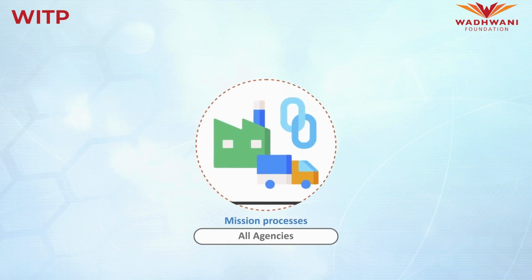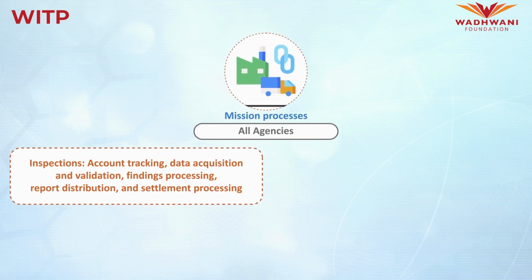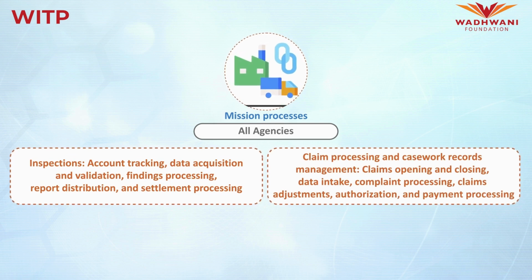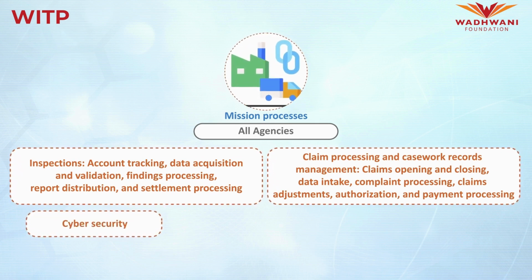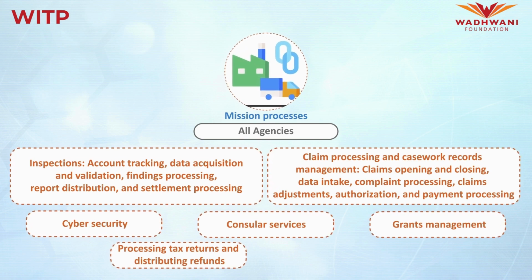The mission process agencies use RPA for inspections to carry out account tracking, data acquisition and validation, findings processing, report distribution and settlement processing, claim processing and casework records management, claims opening and closing, data intake, complaint processing, claims adjustments, authorization and payment processing, cybersecurity, consular services, grants management, processing tax returns and distributing refunds, and call centers.